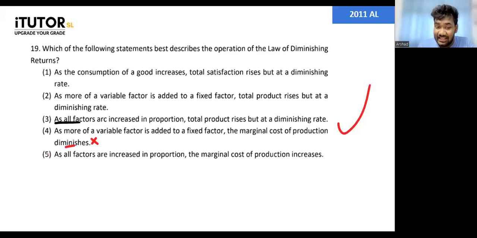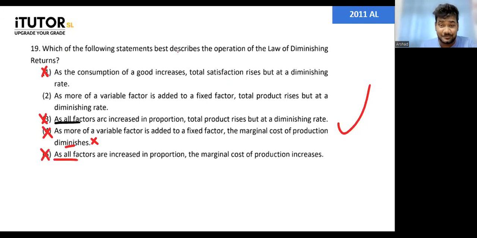And finally, as all factors are increased, we can cut it off because you can't say that. So I have cut off 3, I have cut off 4, I have cut off 5. Yes, for the fourth one, if they had said marginal product, that's correct. Okay. First one is also wrong, guys. There is nothing called consumption. We don't talk about consumption and satisfaction in the law of diminishing marginal returns.